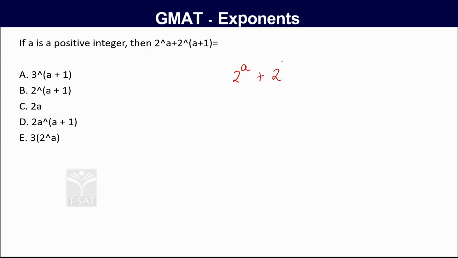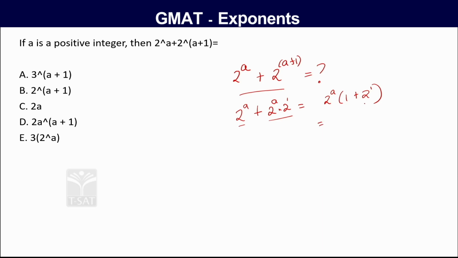So the question is 2 to the power of a plus 2 to the power of a plus 1 is equal to which of these options? So this is 2 to the power of a plus 2 to the power of a plus 1, which is nothing but 2 to the power of a into 2 to the power of 1. So you can take 2 to the power of a common in both of these. You will be left with 2 to the power of a into 1 plus 2 to the power of 1.